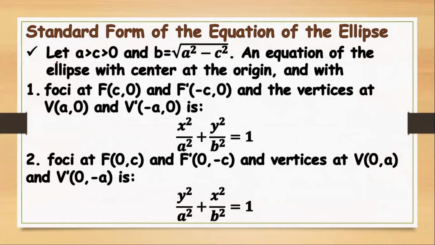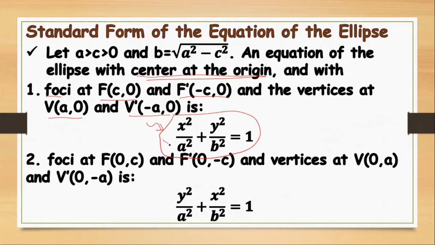The standard form of the equation of the ellipse is given by this. Let A be greater than C and greater than 0, and B is equal to the square root of A squared minus C squared. Then, an equation of the ellipse with the center at the origin, with foci at F (C, 0) and F prime (negative C, 0) and the vertices at V (A, 0) and V prime (negative A, 0), will be x squared over A squared plus y squared over B squared equals 1. This will be the standard form of the equation.